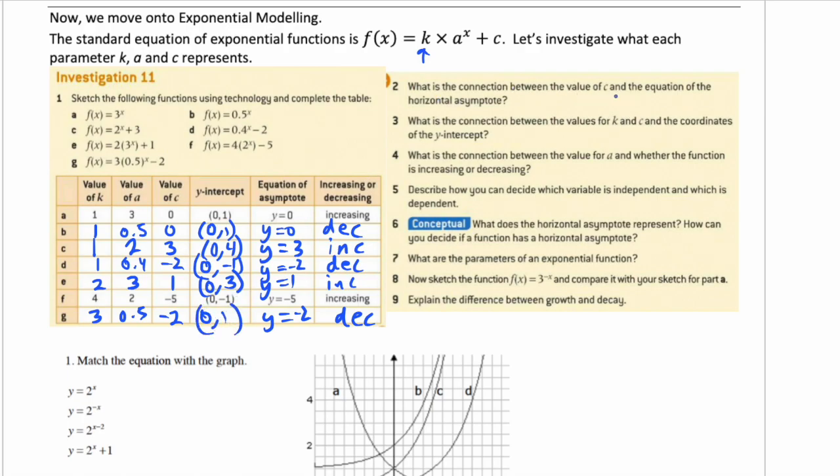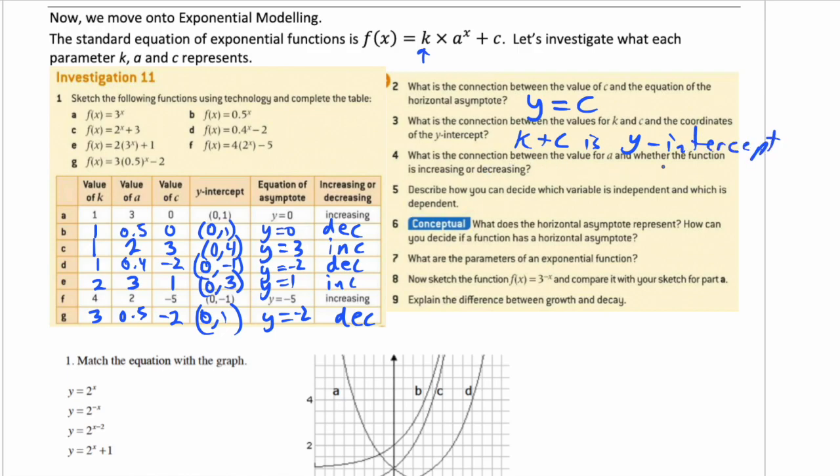Okay, so what is the connection between the value of c and the equation of the horizontal asymptote? It's always y equals c. What's the connection between the values of k and c and the coordinates of the y-intercept? Well, if you look at the y-intercept, it's always k plus c, see? k plus c is the y-intercept. Always.